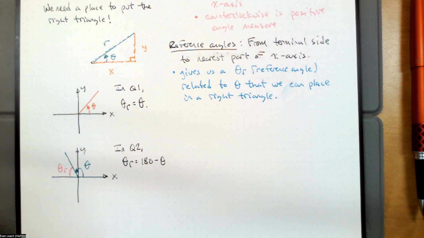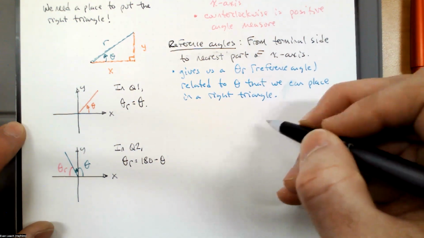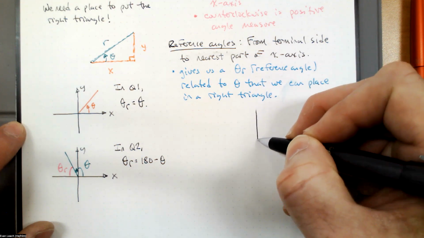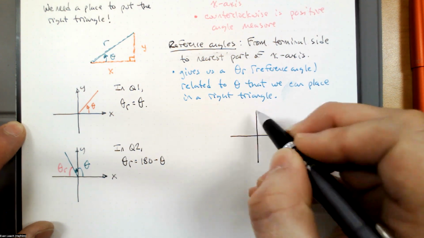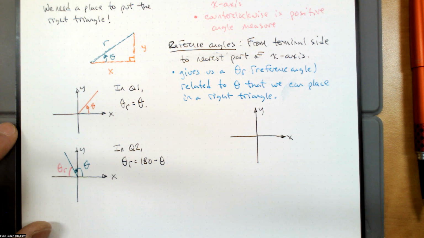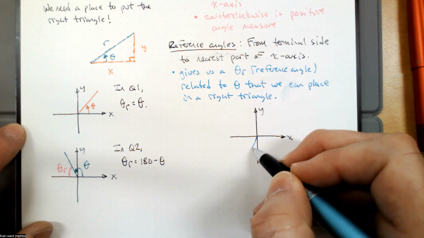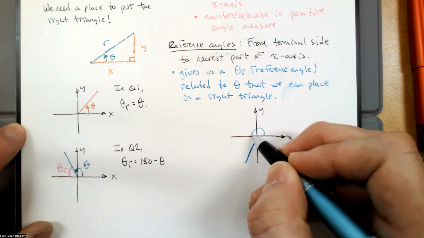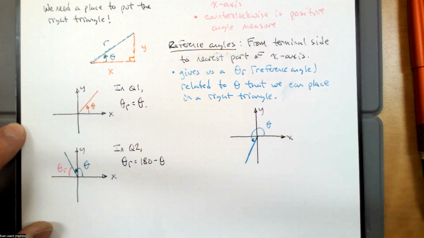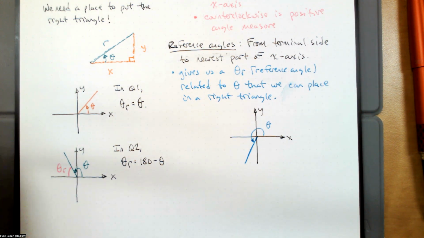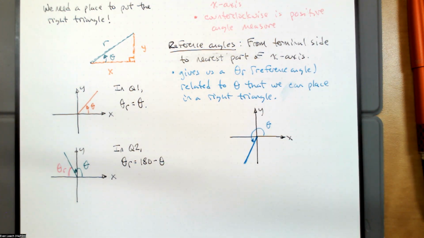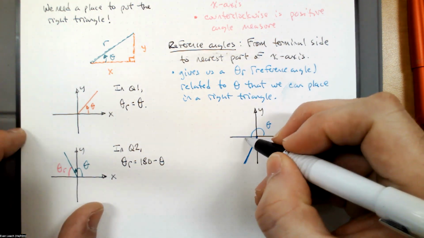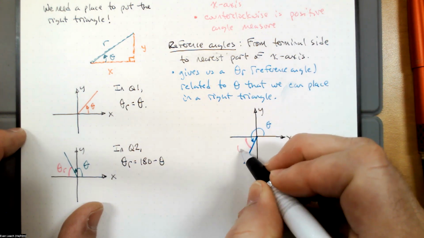In quadrant three, if theta has a terminal side in quadrant 3, then we're going to go back once again to the negative x-axis. So here is where our theta is going to be, or our reference angle.